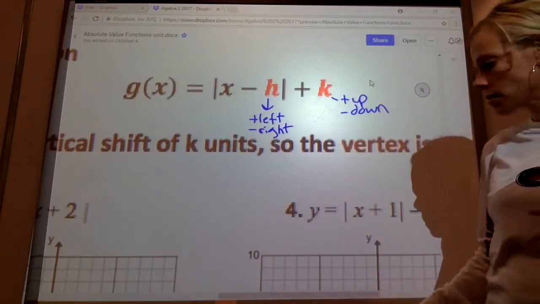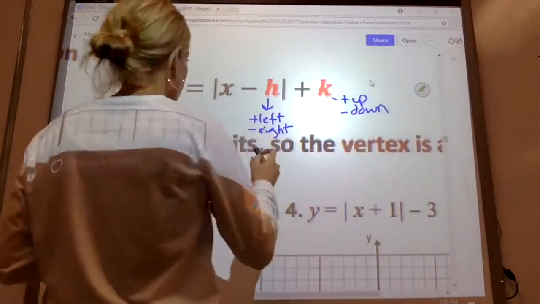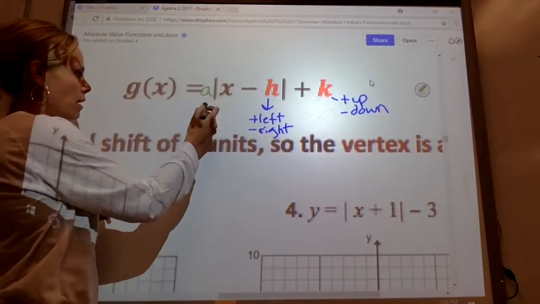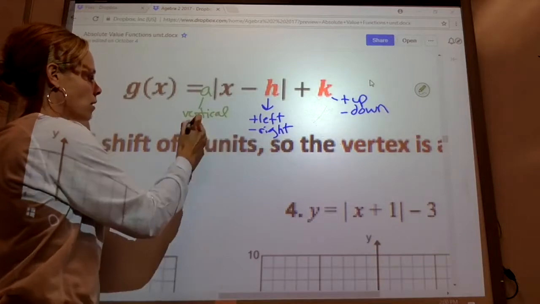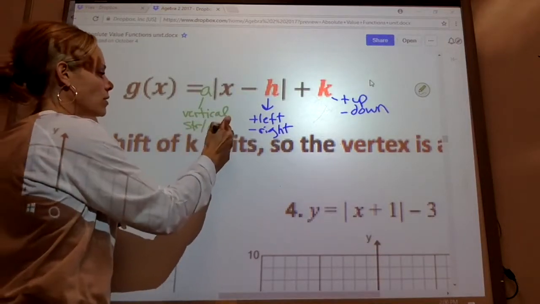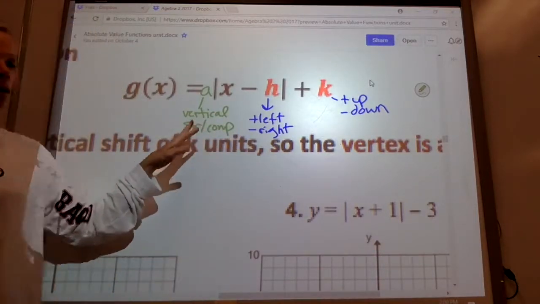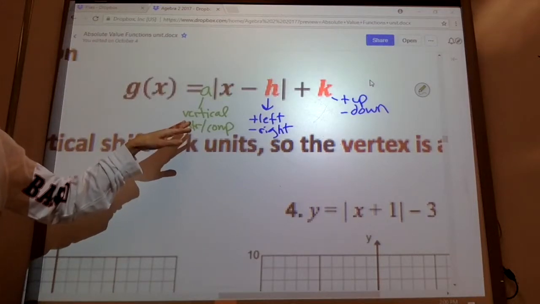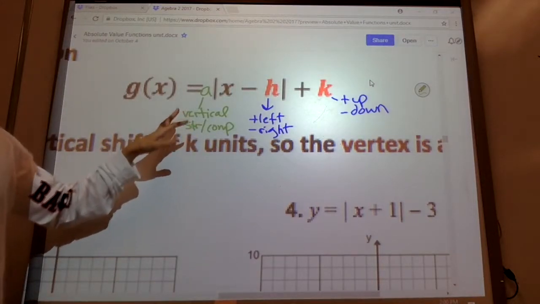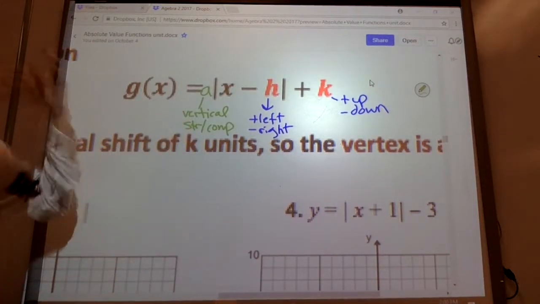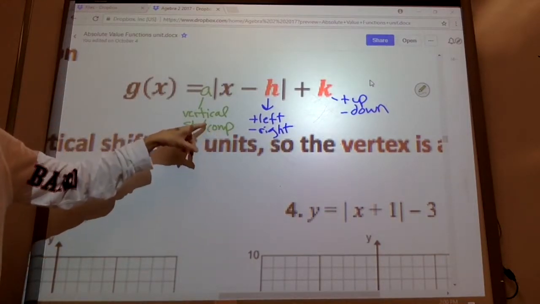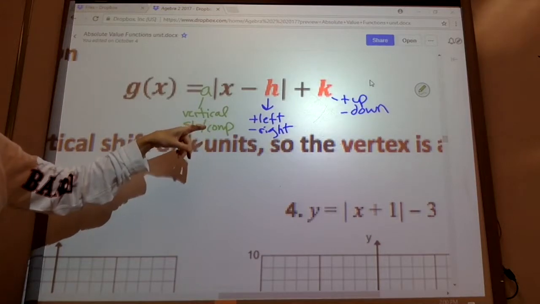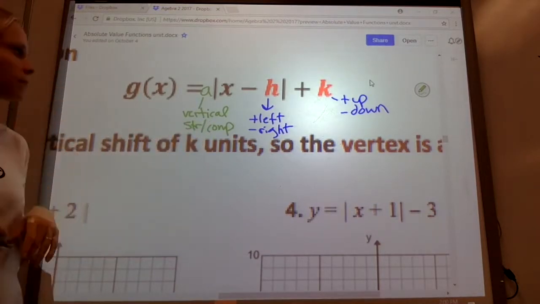Multiplying, if you're multiplying on the outside, that would be a vertical stretch or compression. And how do you know if it's a stretch or compression? If it's bigger than 1, it's a stretch. You stretch by 2, you stretch by 3, you stretch by 5/4. If it's less than 1, you compress. So you do compressions of 1/2, compressions of 1/5, and so on.